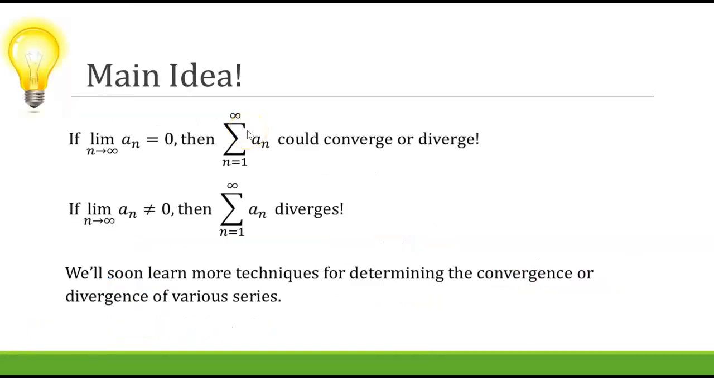Let's wrap it up with a main idea. If the limit as n approaches infinity of the general term a sub n equals 0, then the infinite series could converge or it could diverge. We really don't know. But if the limit as n approaches infinity of the general term does not equal 0, equals anything other than 0, then we can conclude that the infinite series diverges, and then we are done.